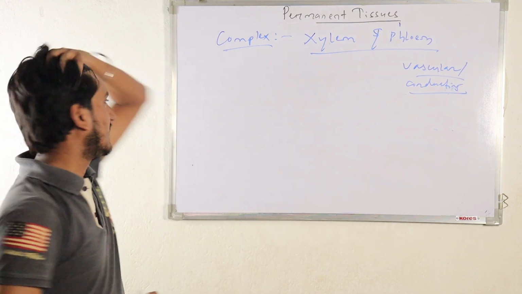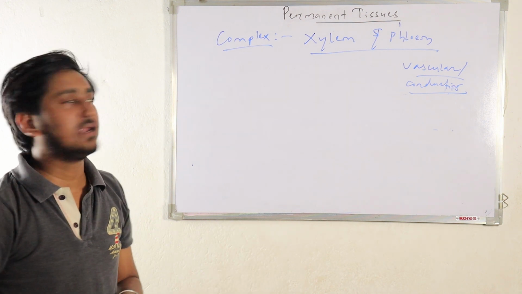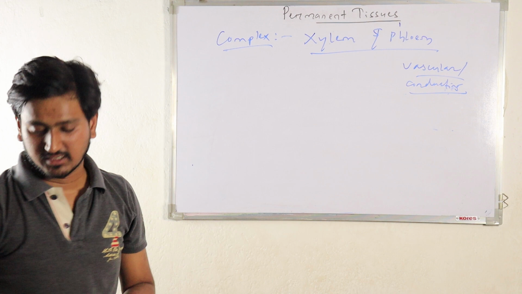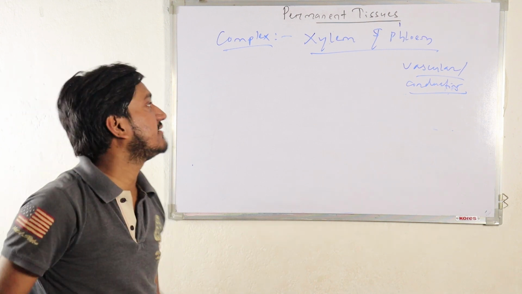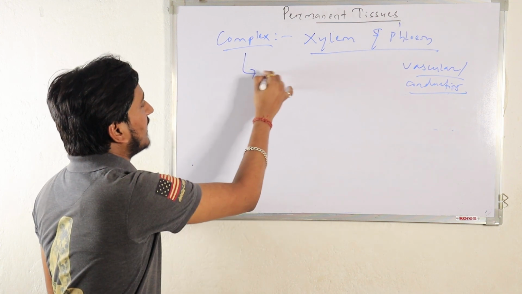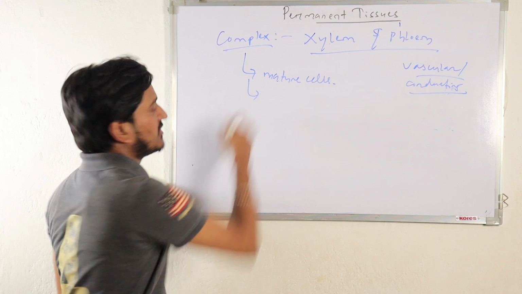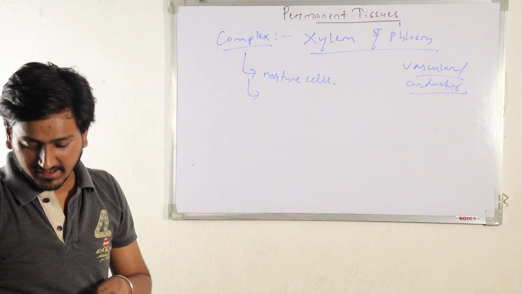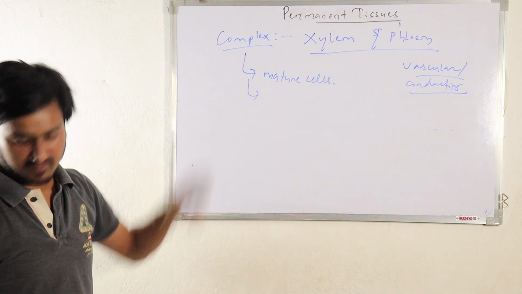You might know that xylem helps in the conduction of water and minerals, and the phloem helps in the conduction of food particles. Complex permanent tissues are generally made of mature cells. As these are complex, they need to be mature. They are also made up of different types of cells. That's why they are known as complex permanent tissue.